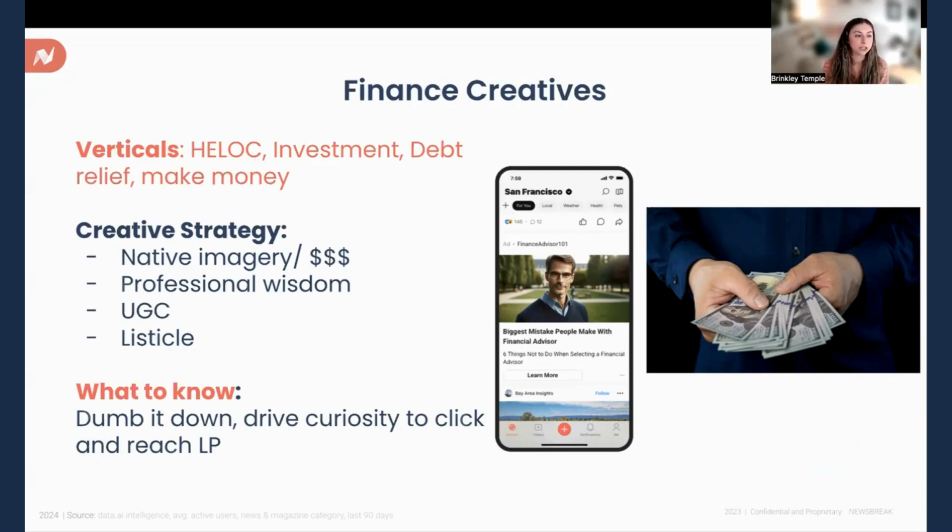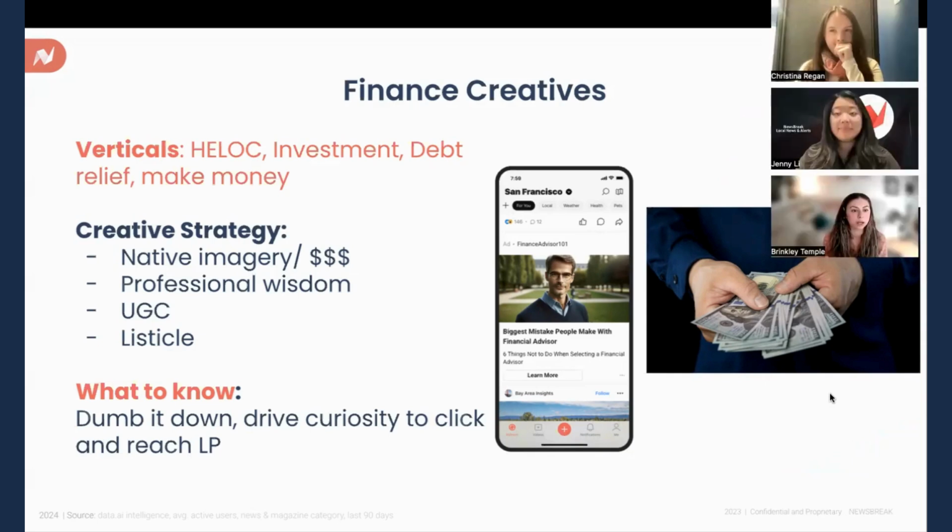then creative strategies are native style imagery. So having money like this image here, for gold IRA, having gold bars, just generally showing anything with dollar signs that's going to drive more clicks and higher CTR. In addition to that, professional wisdom. So maybe ads that showcase expert insights or advice tend to spark a lot of curiosity and build trust. And maybe investment or retirement strategies are common mistakes that people make in finance, like this image here.